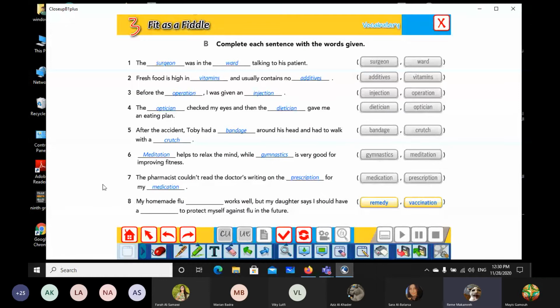Okay, teacher, how do I read the second word? Vaccination. Okay, try to say it. Yalla, vaccination. Vaccination. To protect myself again. What's the meaning of vaccination? Do you know, dear? No. Teacher, can I tell you? Yes, please. It's taking the vaccine.